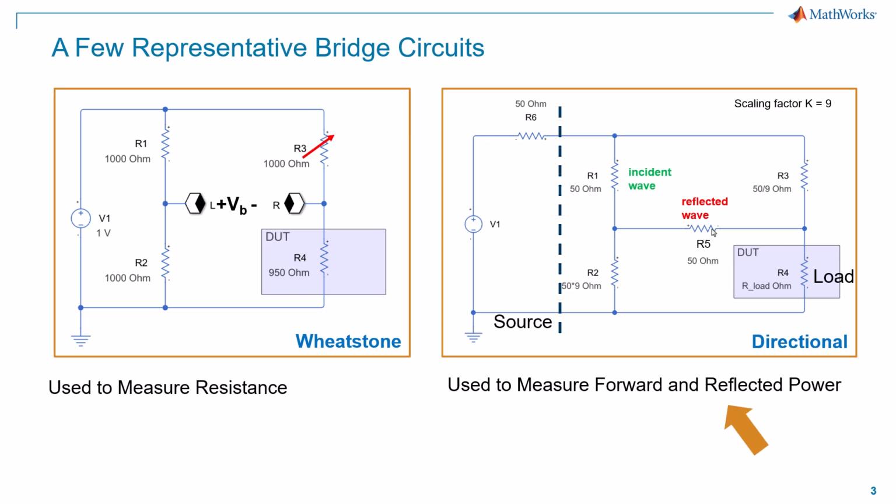And that just so happens to be the resistor where we are going to measure the reflected energy coming back from the load. Likewise, I've got an R1 where I'm going to be measuring the incident wave to the load. So I'm able to essentially separate the incident and reflected power using this directional bridge, and thus the name.